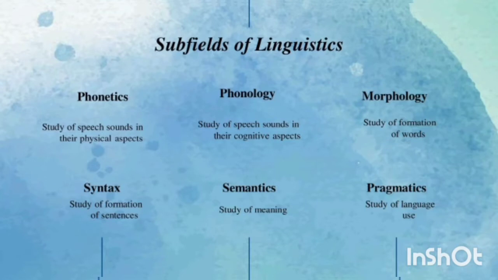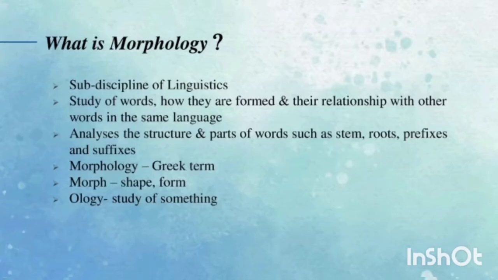So, phonetics is the study of speech sounds in their physical aspects, and phonology in their cognitive aspects. Morphology is the study of formation of words, syntax is the study of formation of sentences, semantics is the study of meanings, and pragmatics is the study of language use. So what is morphology? Morphology is the study of words, how they are formed, and their relationship with other words in the same language.